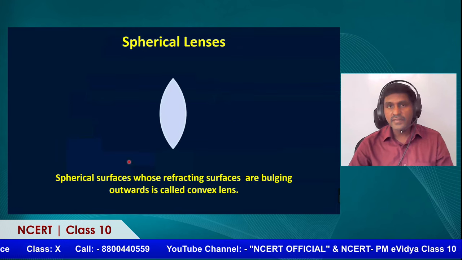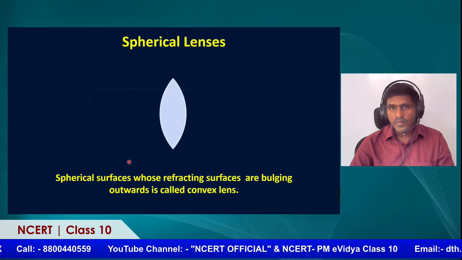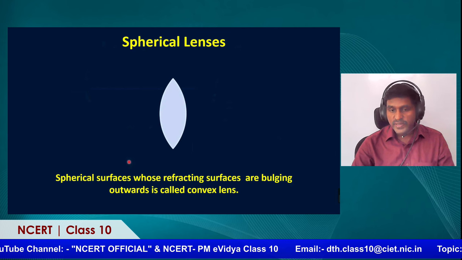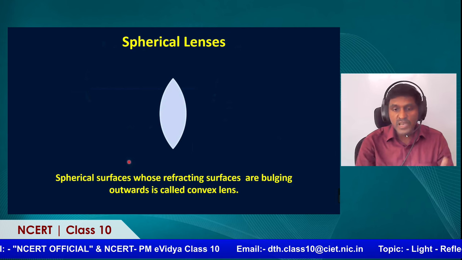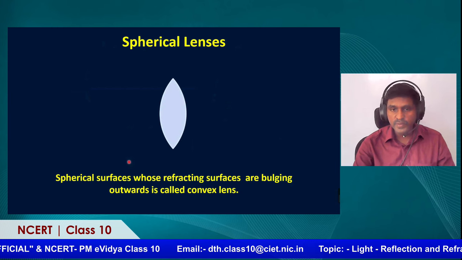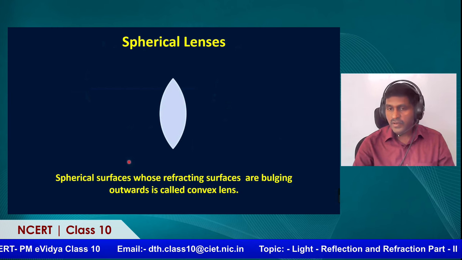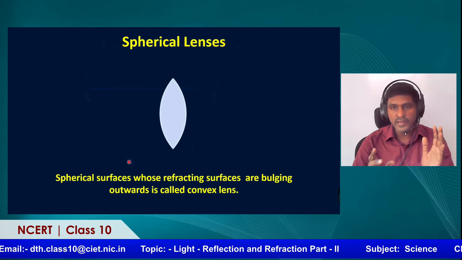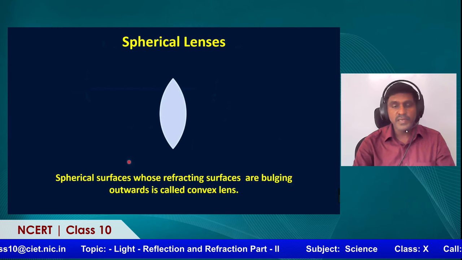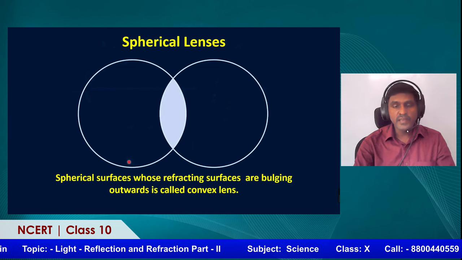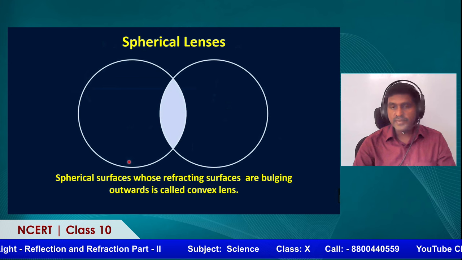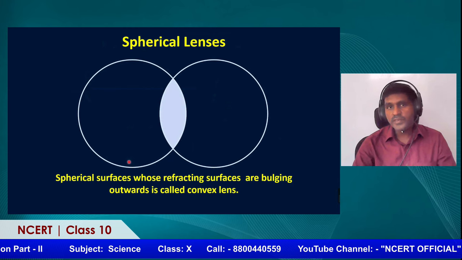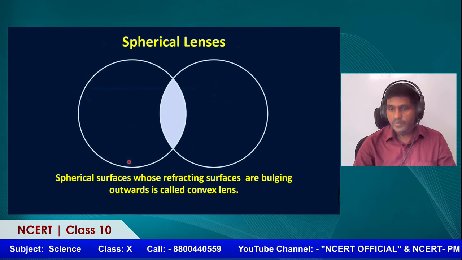So in the next session we can discuss lenses, spherical lenses. Why is it called a spherical lens? A spherical surface whose refracting surface is bulging outward is called a convex lens. There are two types of lenses, convex lens and concave lens. If the refracting surfaces are bulging out, it is called a convex lens. Why is it called a spherical lens? If you complete this lens with spherical surfaces, the intersection of these two spheres will form this lens. So it is called a spherical lens.